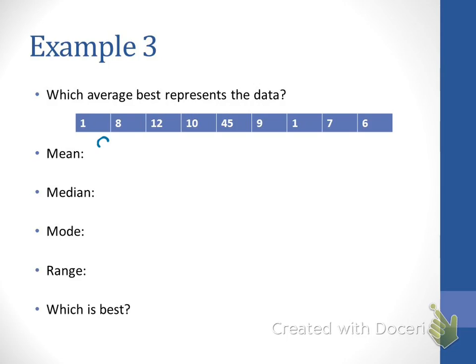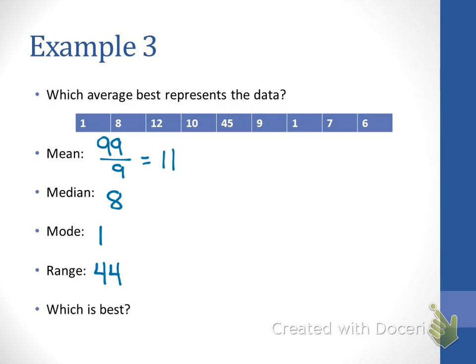99, and then divide by 9, and you get 11. All right, what about your median? 8. What about your mode? 1. And what about your range? 44. So now let's look at the numbers as a whole, okay?